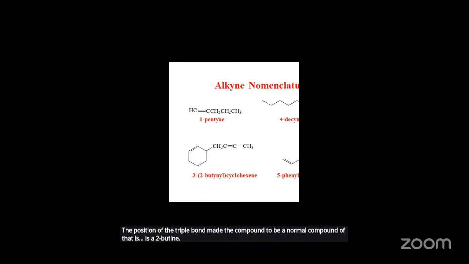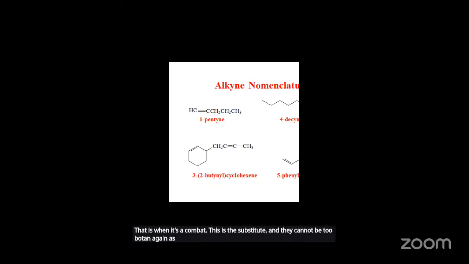Okay, ma'am. So if it's a double bond, where I have Y, I'm going to have E. It will become enyl. I'm just looking at the position of the triple bond on the substituent. The position of the triple bond is what made it 2, making the compound a normal compound, which is 2-butyne. That's when it's a compound. This is a substituent. It cannot be 2-butyne again as a substituent. It's a substituent. It's not a compound.